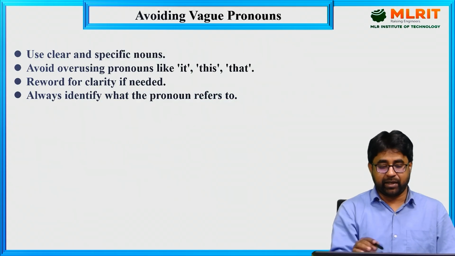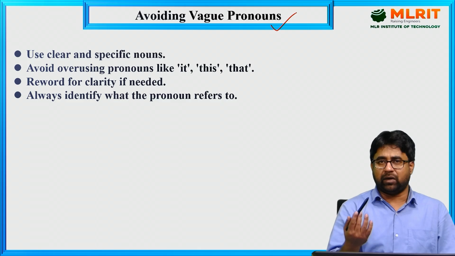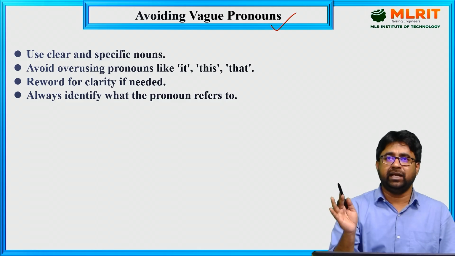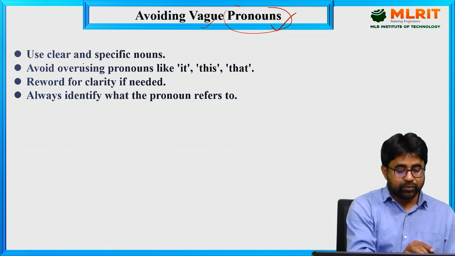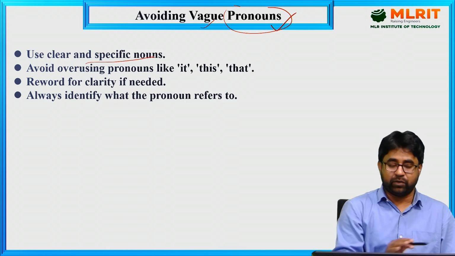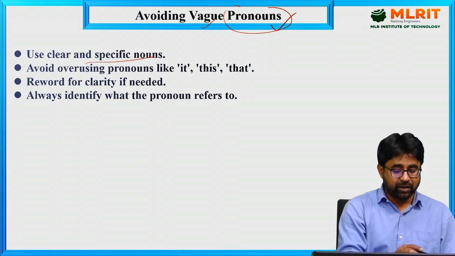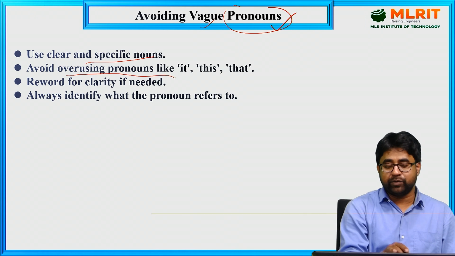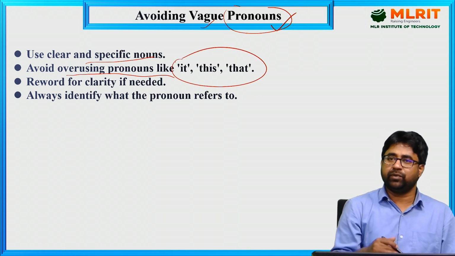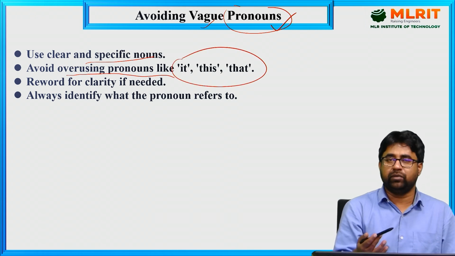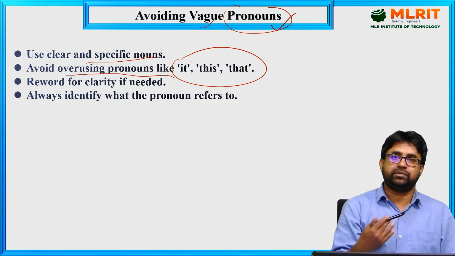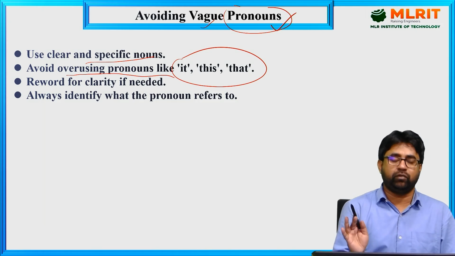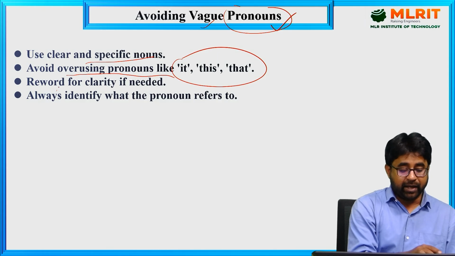Now let's see the next point. Avoid vague pronouns. So what to do? Do not use any pronoun that can be vague or unclear in any manner. So use clear and specific nouns, as I already have shown in all those examples. Avoid overusing pronouns. Certain pronouns you can avoid in sentences. You don't need to use them. So wherever possible, use pronouns only where it is absolutely necessary. Otherwise, try to avoid them. That is one another way.